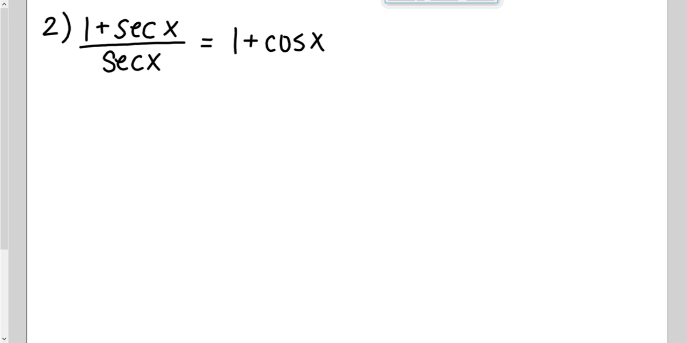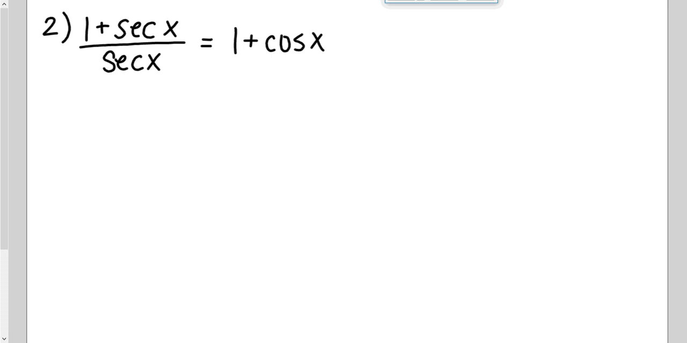Okay. So here's number 2. Again, you always want to work with the side that's got the most to do. You can only work with one. The left side has more to do than the right side because we've got a fraction that we could work with. We're rewriting secant. We can't really do a whole lot with 1 plus cosine.